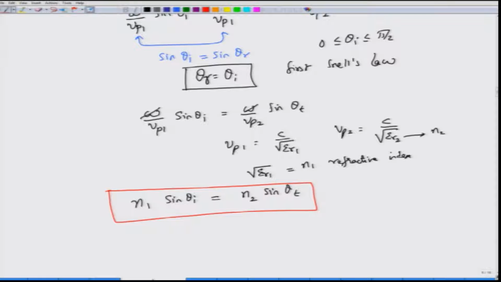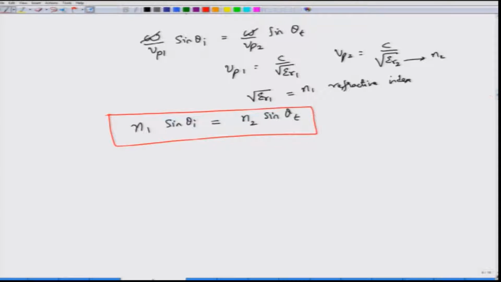Okay. So, this is the second Snell's law in fact. This law gives you the angle of incidence to angle of refraction or the transmission. Now, the problem is not yet done, we have only applied one boundary condition, we need to apply a second boundary condition.